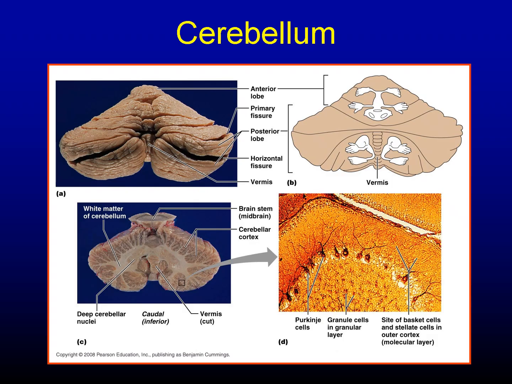The histology of the cerebellar cortex is highly ordered. The outermost layer is called the molecular layer. Separating the molecular layer from the inner granular layer is a row of large cells called Purkinje cells, which play a critical role in integration of sensory and motor information.